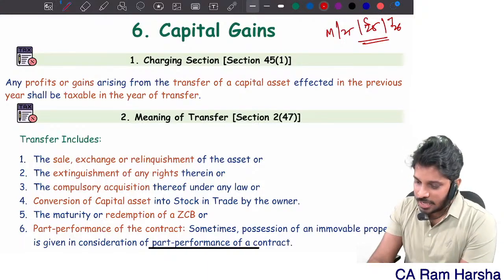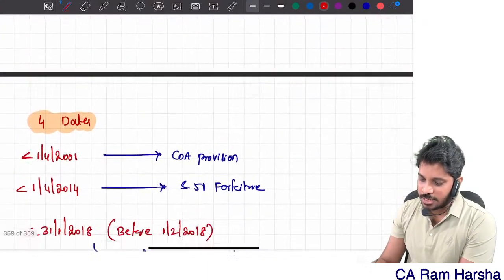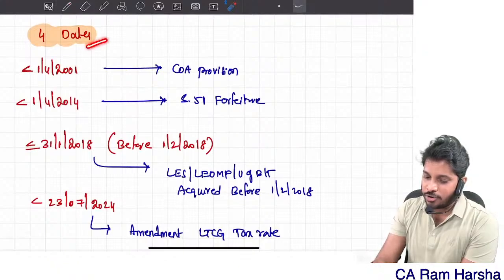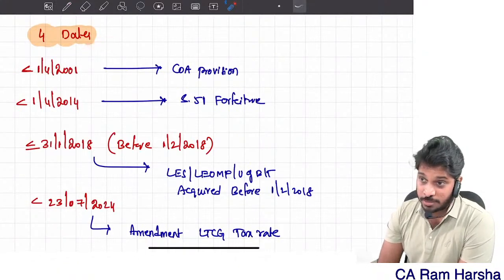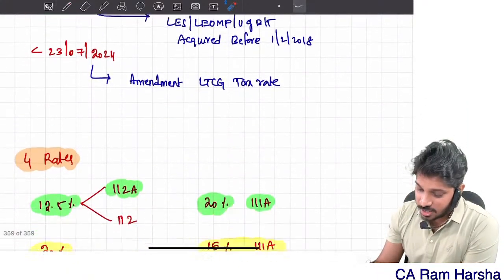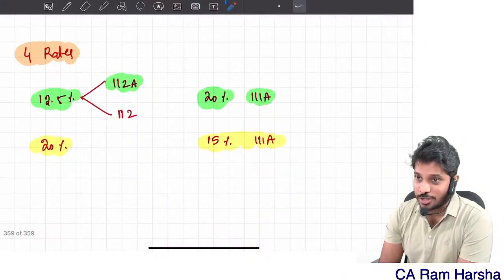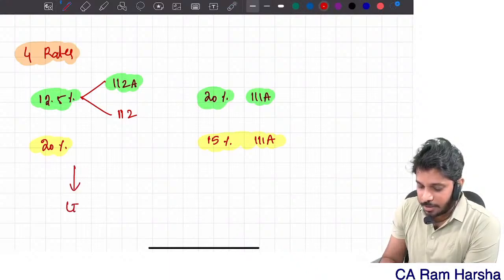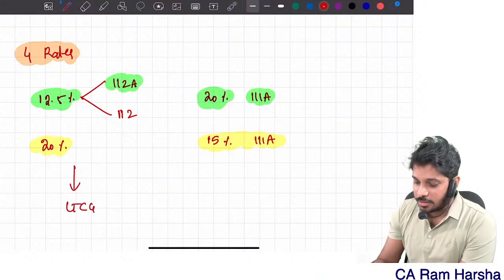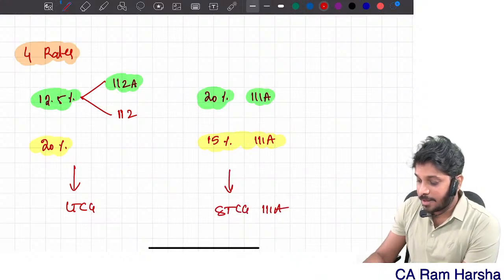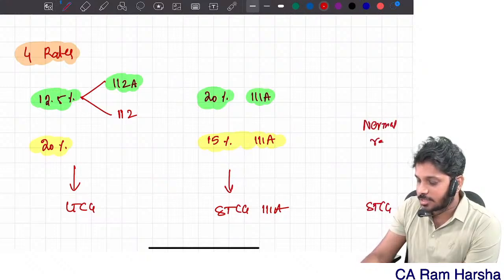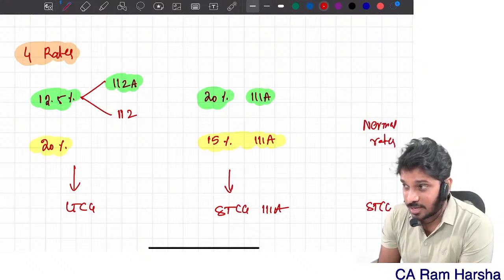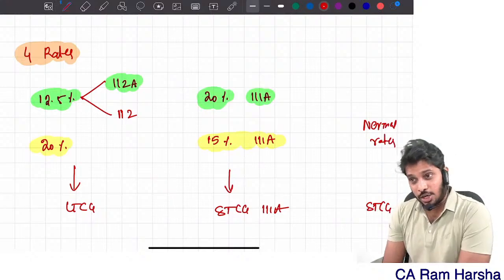Now in capital gains, the major thing is that there are 4 dates that you should remember in this chapter, and there are 4 rates that you should remember in this chapter. These rates are applicable for long-term capital gains. These rates are applicable for short-term capital gains. Section 111A. There is another short-term capital gain which is taxable at normal rates.